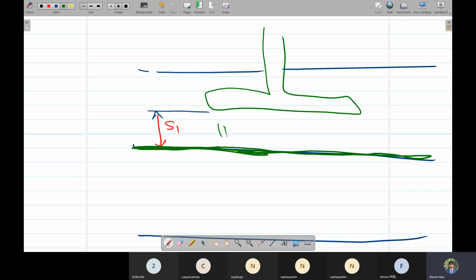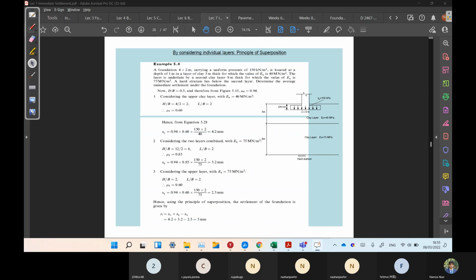So our H1 value would be 4 meters, and B is again the same 2 meters, and Df by B would be the same. So first they are assuming for settlement 1, H1 is equal to 4 meters, and they calculate S1 from here. Only the upper clay layer is assumed, with H1 of 4 meters, and from H over B with B as 2 they calculate mu naught and mu 1.